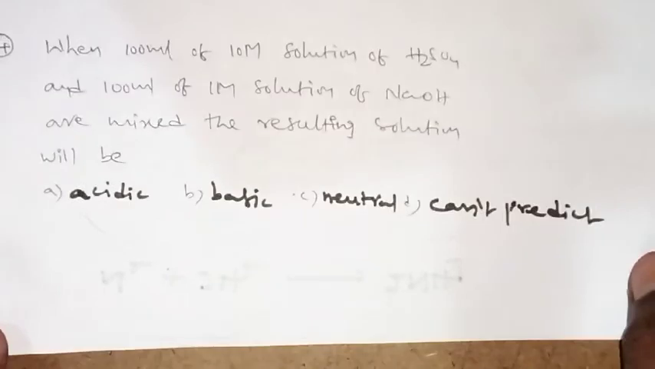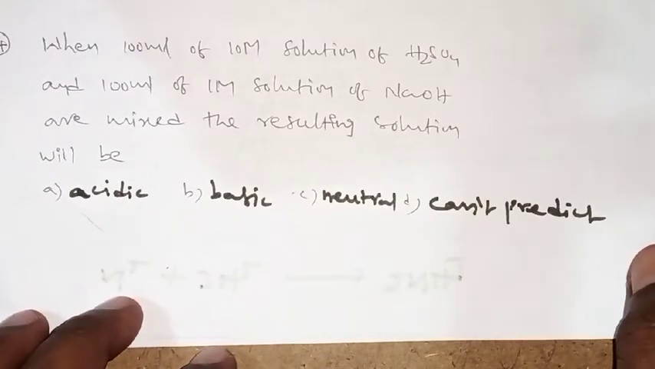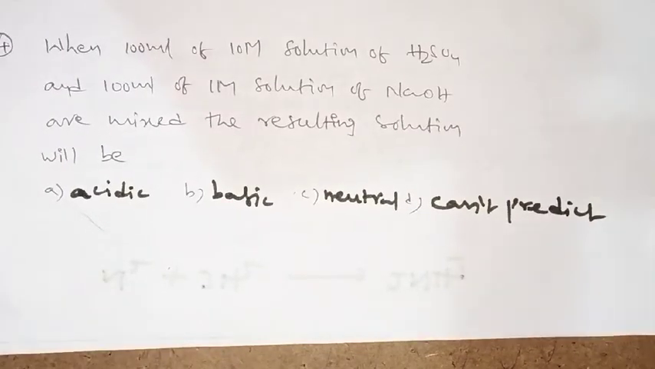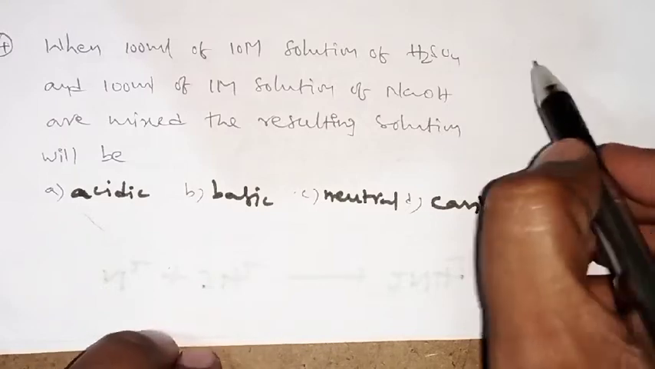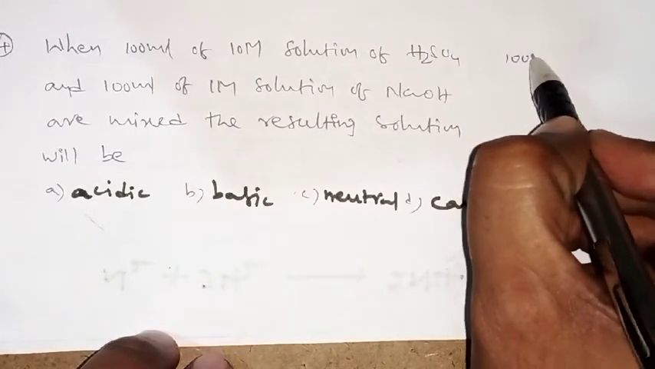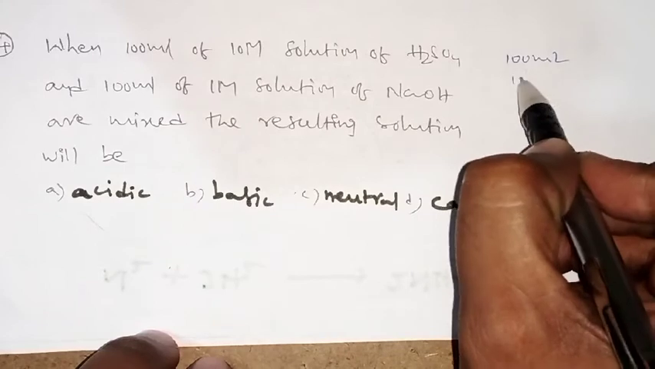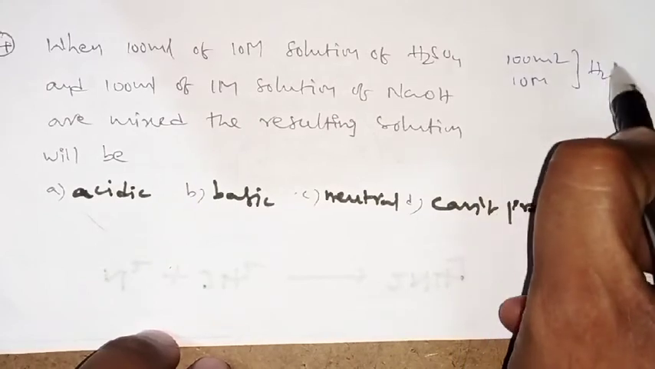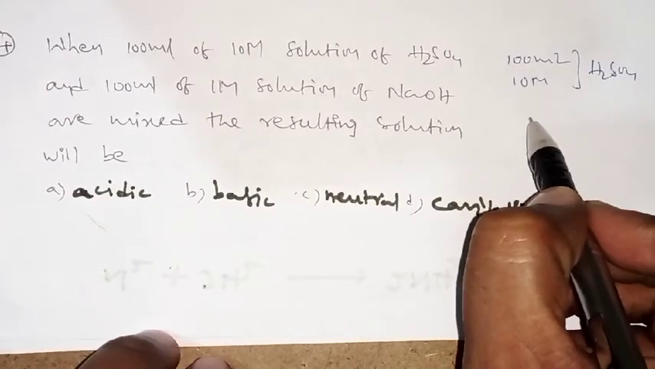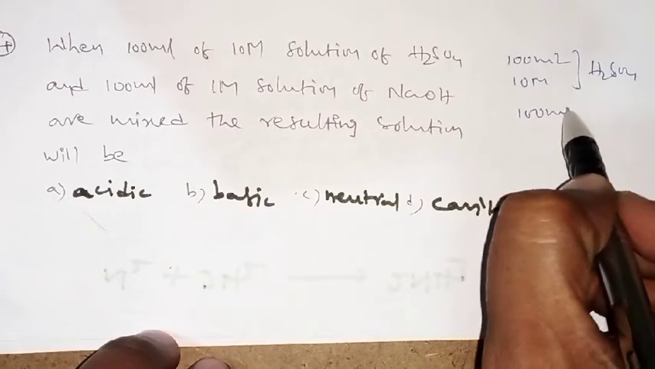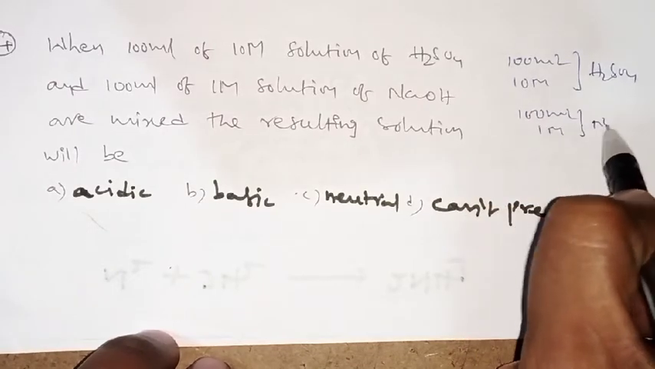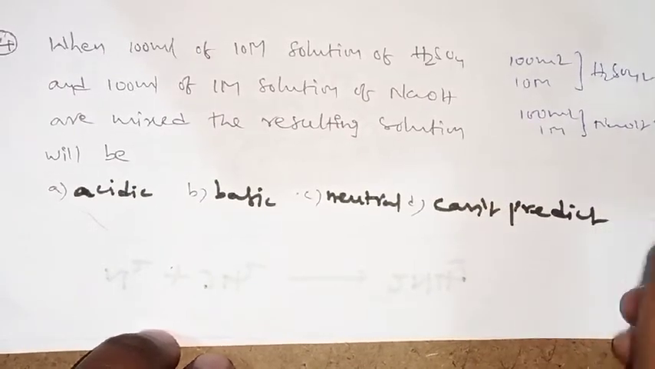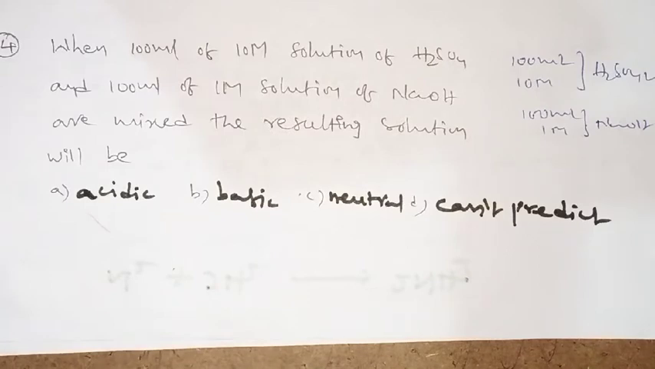When 100 ml of 10M solution of H2SO4 and 100 ml of 1M solution of NaOH are mixed, the resulting solution will be. See, here 100 ml of 10M H2SO4 and one more 100 ml of 1M NaOH. Strong acid and strong base, acid and base are mixed.